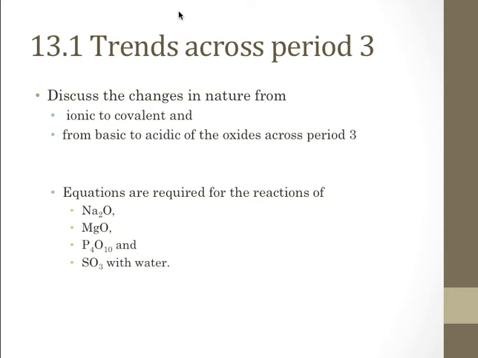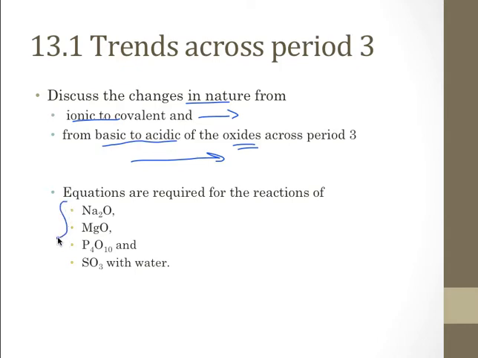Start the screencast to talk about the chemical trends across period 3, focusing specifically on period 3. We're going to look at the changes in nature from ionic to covalent in the bonds that go from left to right across period 3, specifically looking at the oxides and then the chlorides. We're going to look at the basic to the acidic nature of those oxides. They go increasingly acidic as you go left to right for those oxides across period 3.